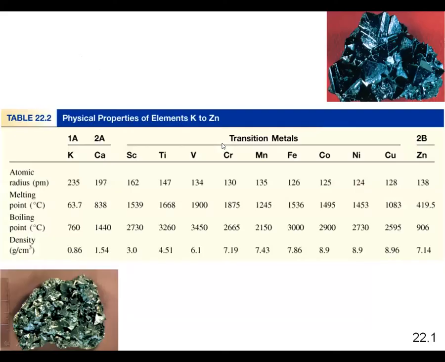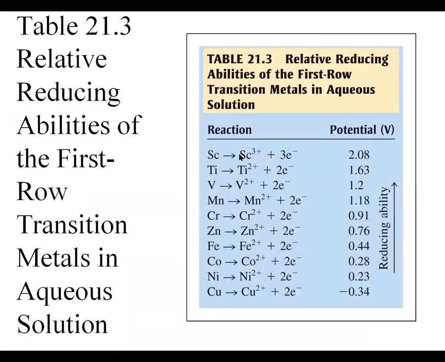And here's another table of that. This is a table of relative reducing abilities of those first row. And what we see is the reducing ability increases here as we go to the left. Reducing ability means that these things will get oxidized as you go that way.